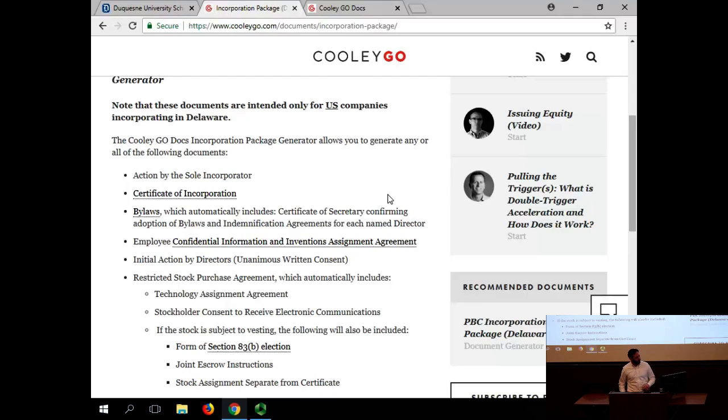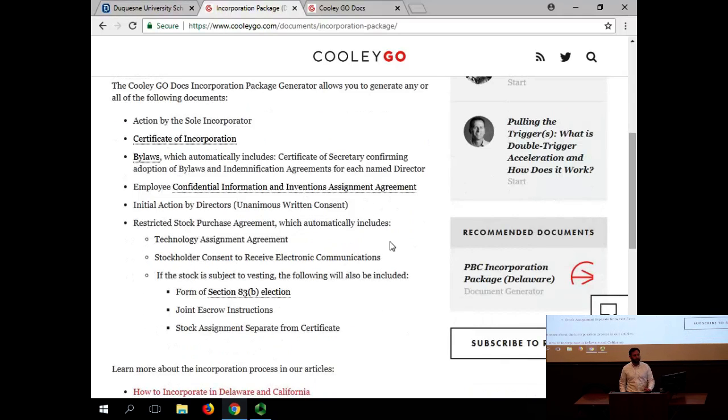We're going to generate all the documents just so we can see them all. That action by the incorporator they talked about, the way that you could avoid having the directors listed on the initial certificate of incorporation by having it be an action of incorporator. We're going to generate that document. The certificate of incorporation is going to be a little more complex than the one we talked about from the basic form approach.